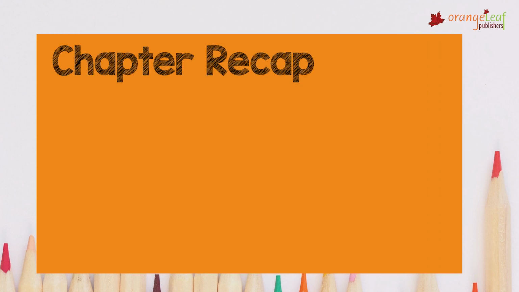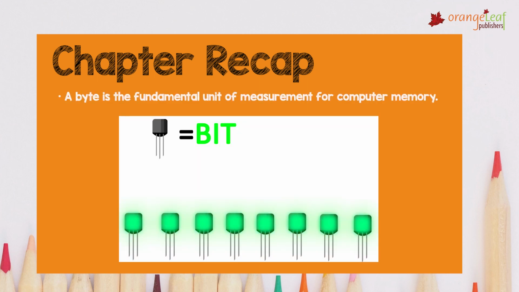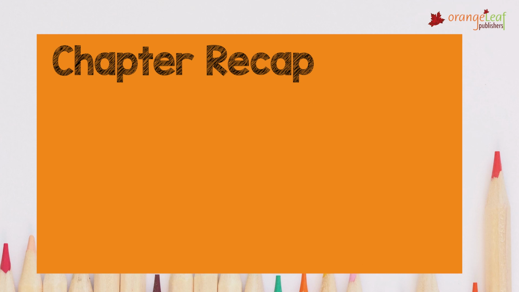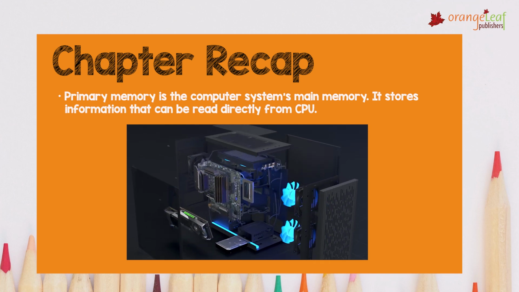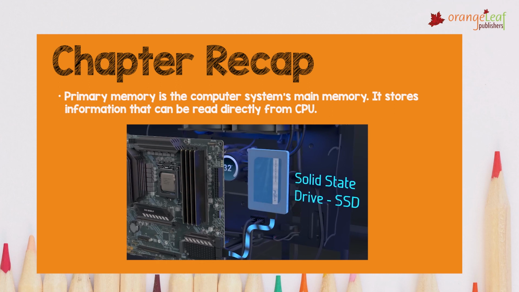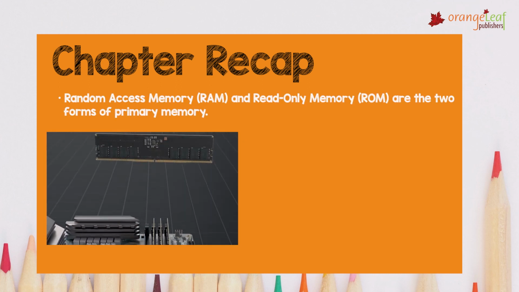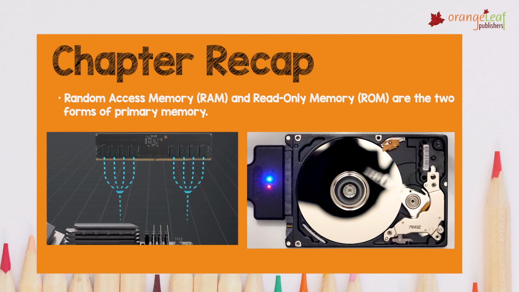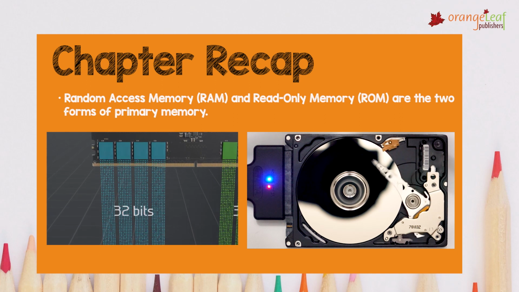So children, let's look into the chapter recap. A byte is the fundamental unit of measurement for computer memory. Primary memory is the computer system's main memory. It stores information that can be read directly from CPU. Random access memory, that is RAM, and read-only memory, that is ROM, are two forms of primary memory.